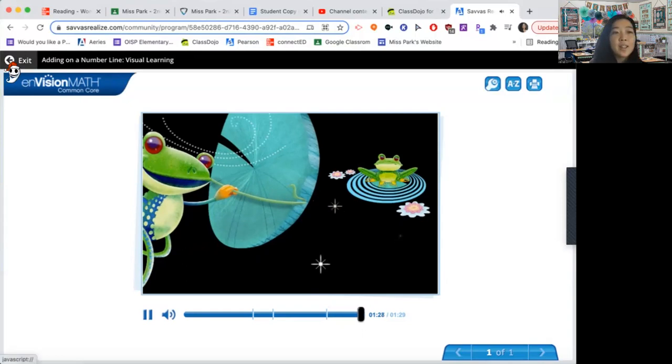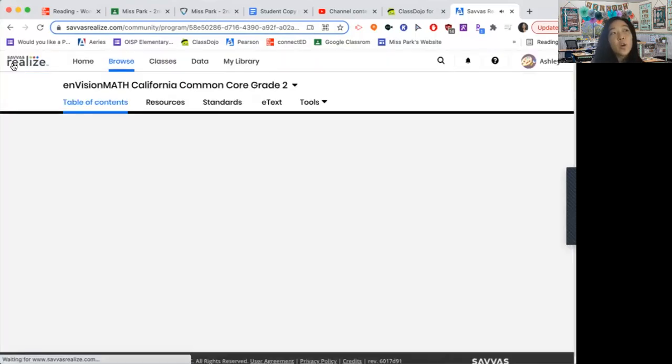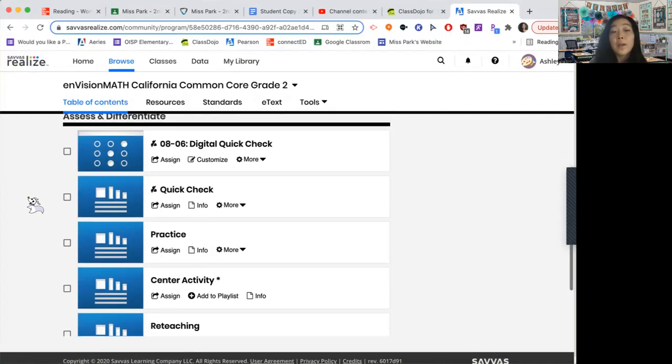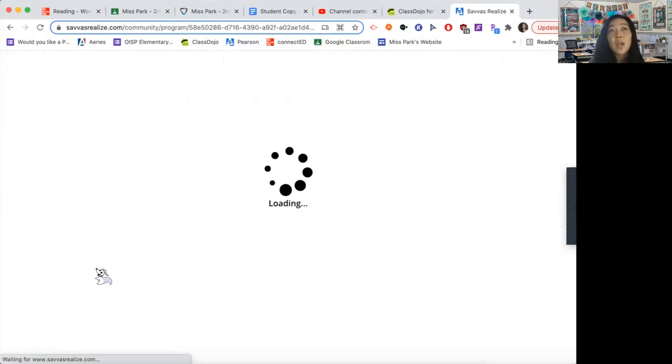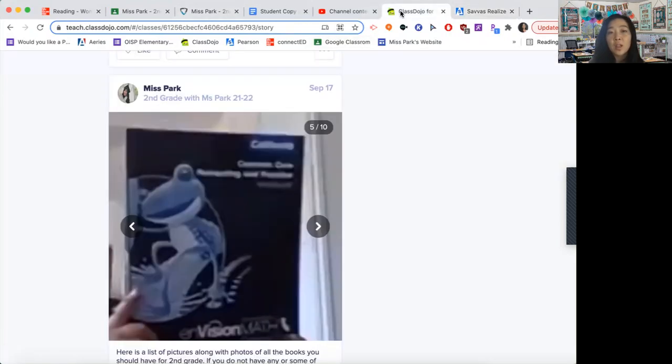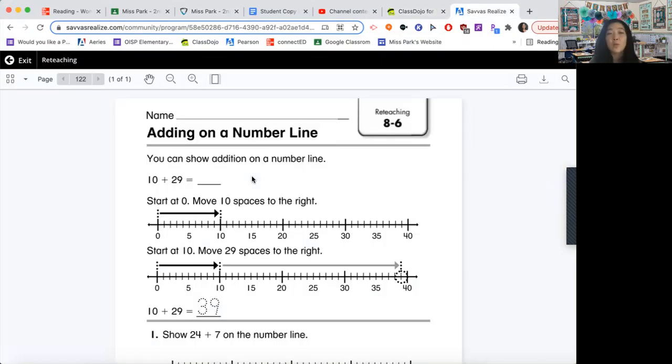All right, so let's go ahead and try. Now, if you are using your BTBF number line, then number lines will probably be a little bit easier for you to understand. So I recommend using those. Let's go ahead and look at our reteaching today. For reteaching, if you have your math book, I recommend using it. This is what your math book looks like. If you don't have it, then you can just find it in your Savis website. You can show addition on a number line. 10 plus 29 equals blank.